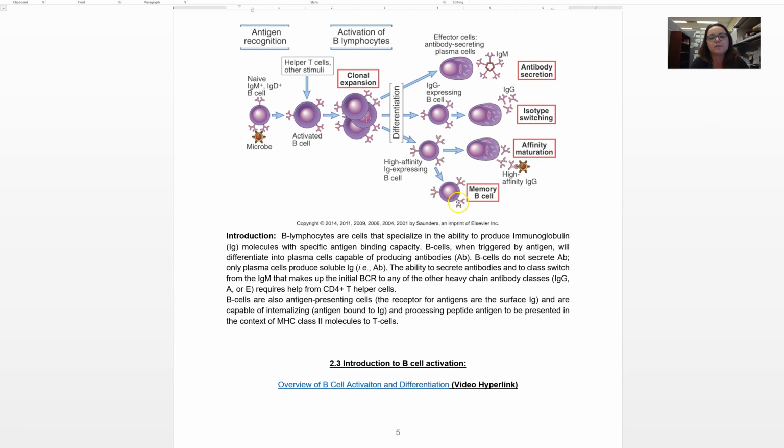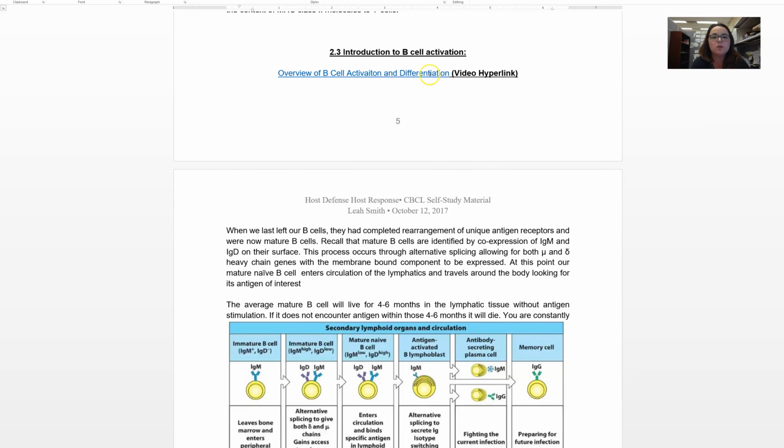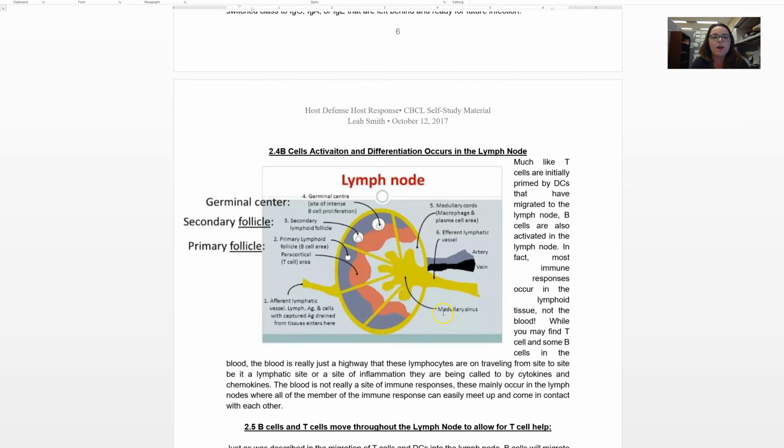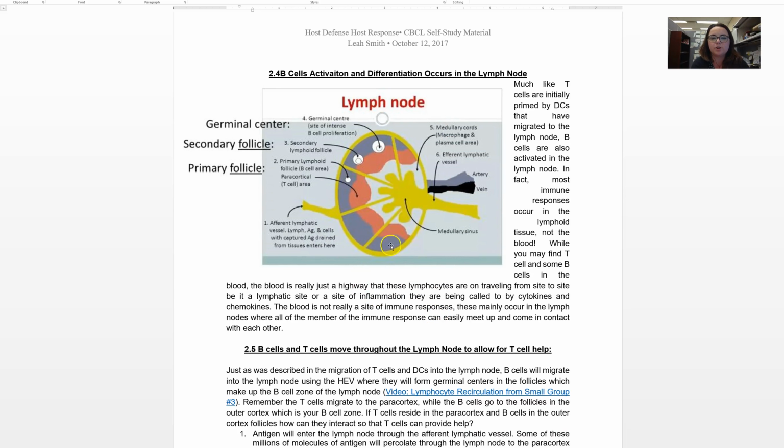And then some of them will become memory B cells, which basically just means that they hang out in the lymph node kind of waiting to see it again. They don't differentiate into a plasma cell. So I go through all of that. I go through what I just said kind of in detail here. Then we talk about the architecture of the lymph node a bit.